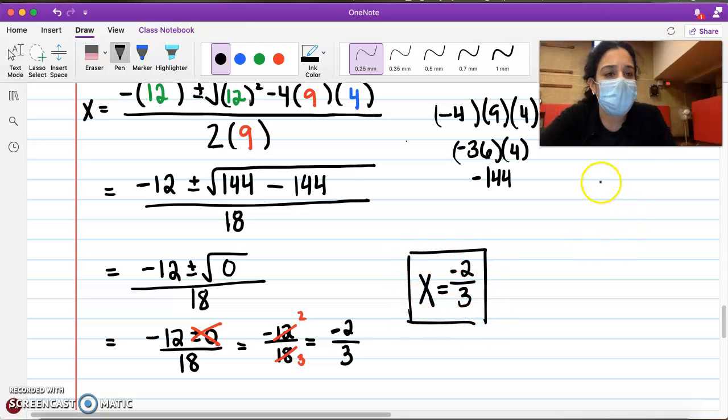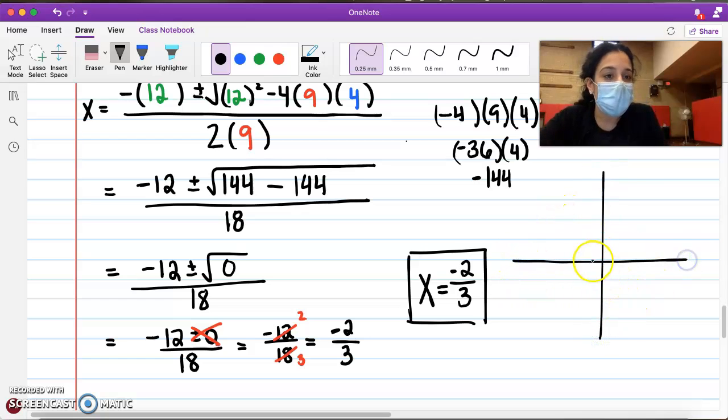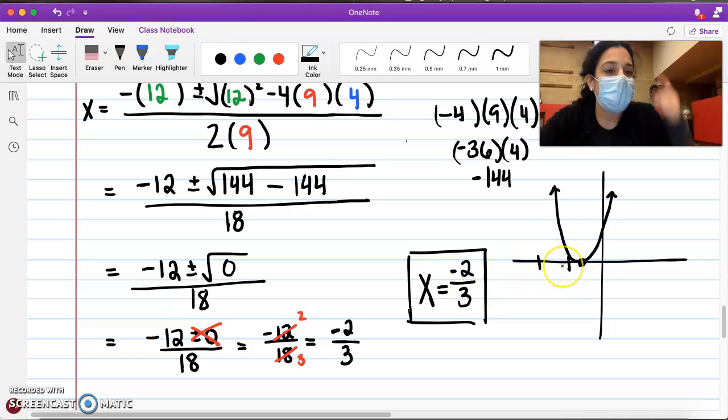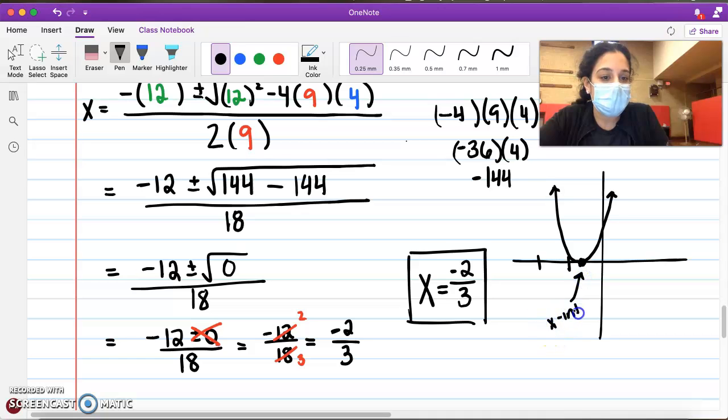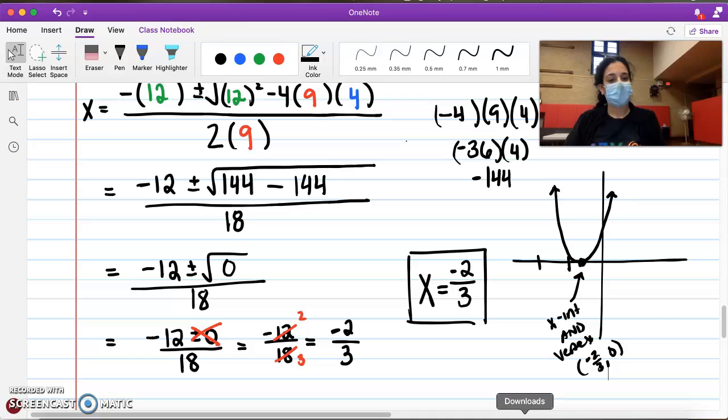What does this mean graphically? Well, we use the quadratic formula to find what on the graph? The x-intercept. So that means that at -2/3, I have my vertex, and that means that my graph looks something like that. When I have one solution, my vertex is my x-intercept. So the x-intercept and the vertex are at -2/3, 0. Okay, so that's if there's one solution.